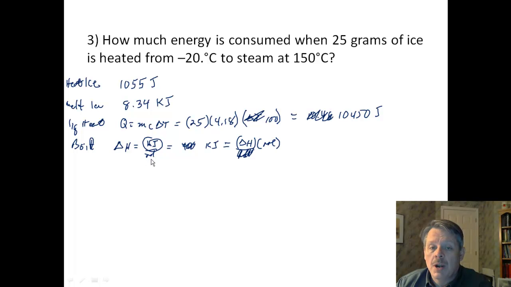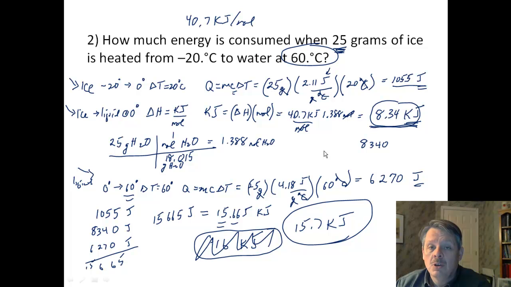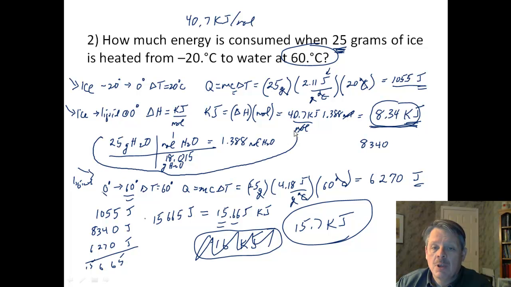Let's do our algebra right. Multiply both sides by moles. Kilojoules is delta H times moles. Our delta H is 40.7 kilojoules per mole, so we have to multiply by moles. And how many moles do we have? Well, again, 25 grams of ice. We figured out in our last problem that 25 grams of water is 1.388 moles.